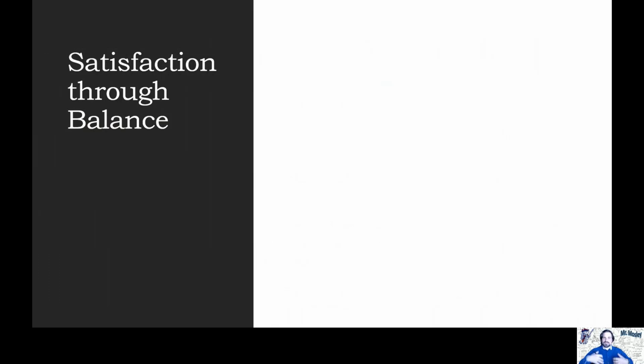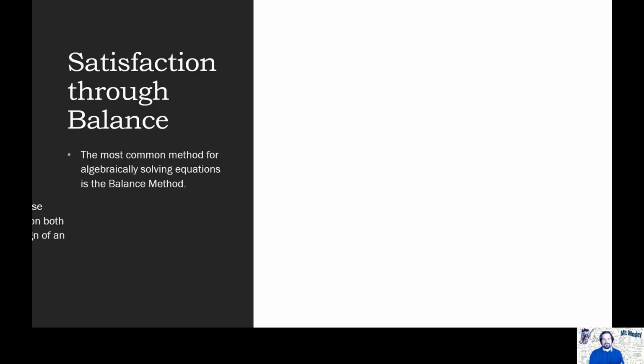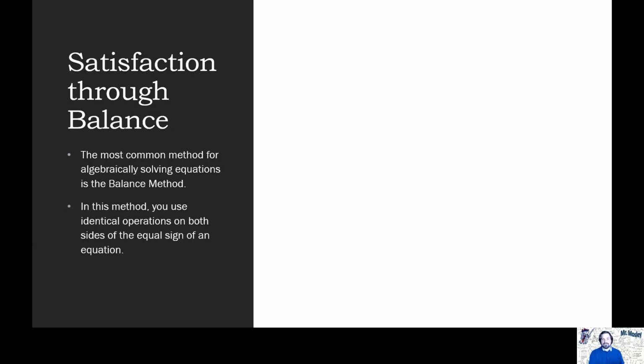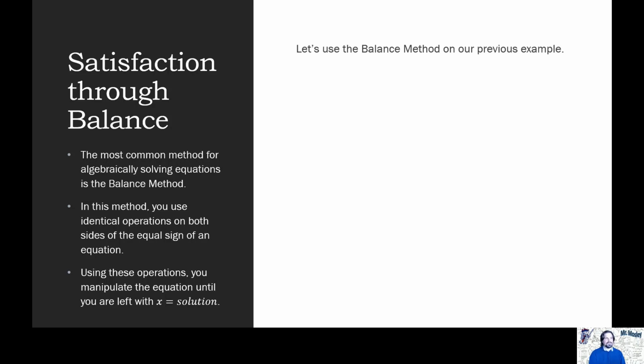All right. We try to achieve this satisfaction through balance. The most common method for algebraically solving equations is the balance method. In this method, you use identical operations on both sides of the equal sign of an equation. Using these operations, you manipulate the equation until you are left with x equals the solution. Let's use the balance method on our previous example.